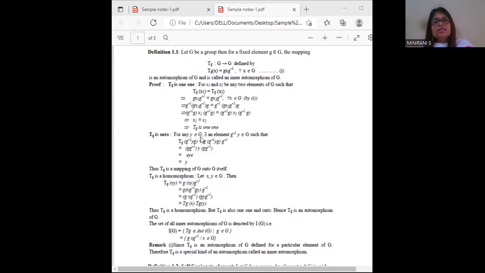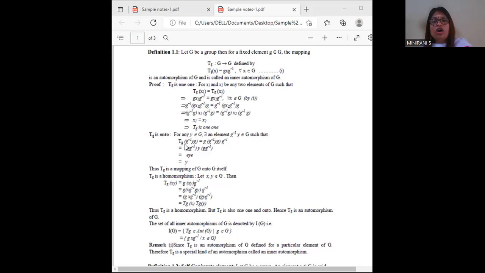So for any y in G, we can find an element g inverse y in G, because g is a fixed element in G which we have chosen for the definition of the function. And since g belongs to G and G is a group, g inverse exists. So g inverse y also should exist in G. So let us see what its image is.